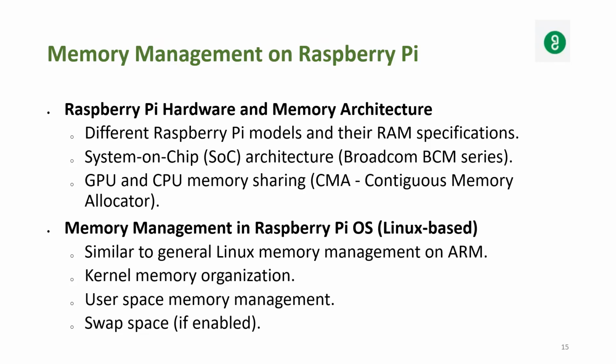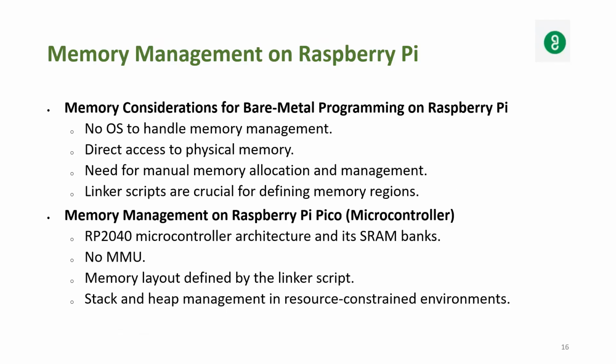For memory allocation, we use kernel memory allocation and memory organization. User space management needs to be done because we use memory management. So we have to organize the memory, and we also have to manage user space. And then you have to enable the swap space also. All this is necessary in case of Raspberry Pi OS.